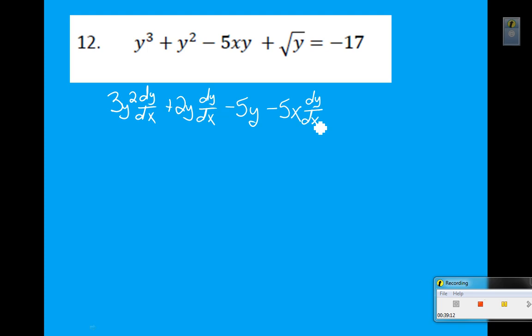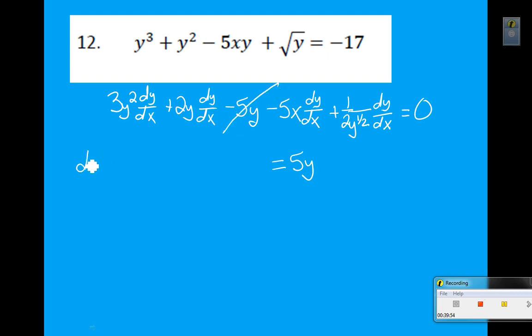And then here's the one that's going to make me work. The square root of y, so I'm going to think of that as y to the 1/2. Its derivative is 1/2 y to the negative 1/2. So I'm going to put it down there, dy/dx, equal 0. So there's what I got so far. Now we got to combine whatever we can. So I'm going to move that negative 5y to the other side, so it becomes 5y, because that's the only thing I get to get rid of.